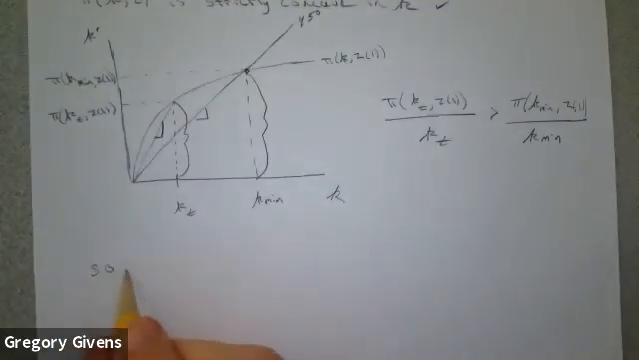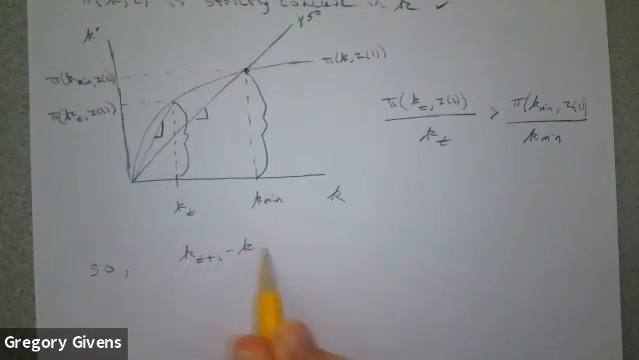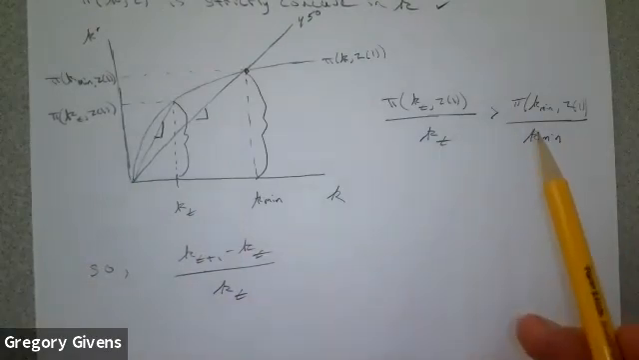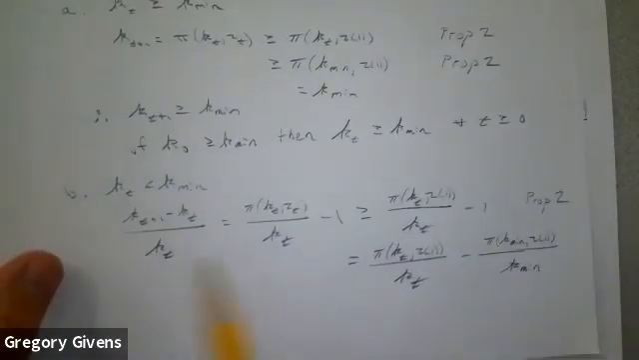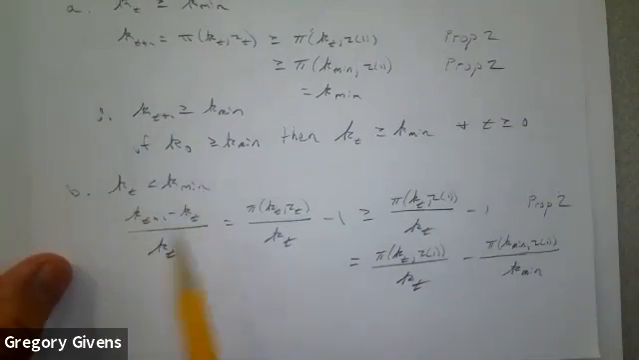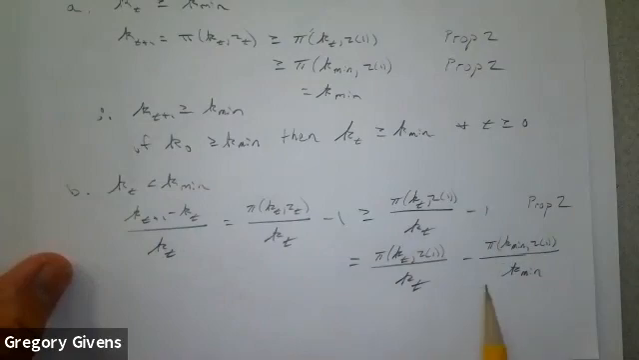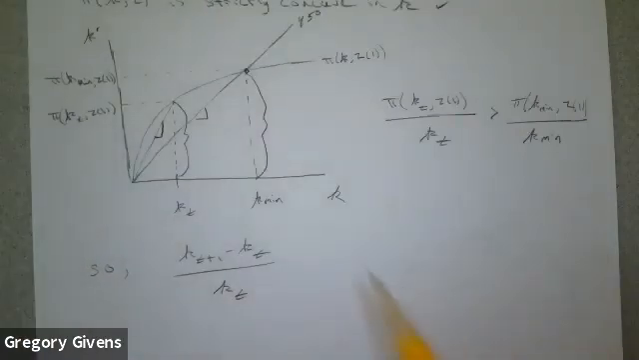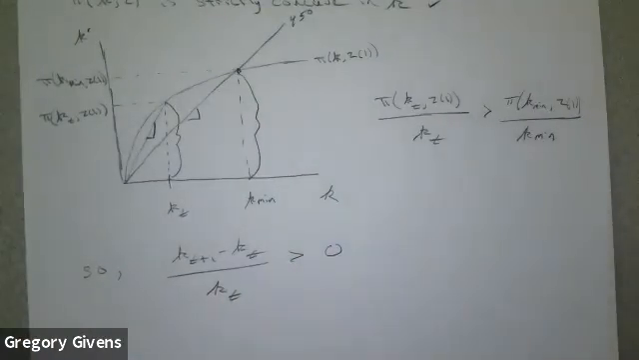So (K_{t+1} - K_t)/K_t is greater than the difference between these two. Remember that was on the previous page. So K_t, the growth rate of the capital stock, is greater than the difference between those two things, which we know has to be strictly bigger than 0.